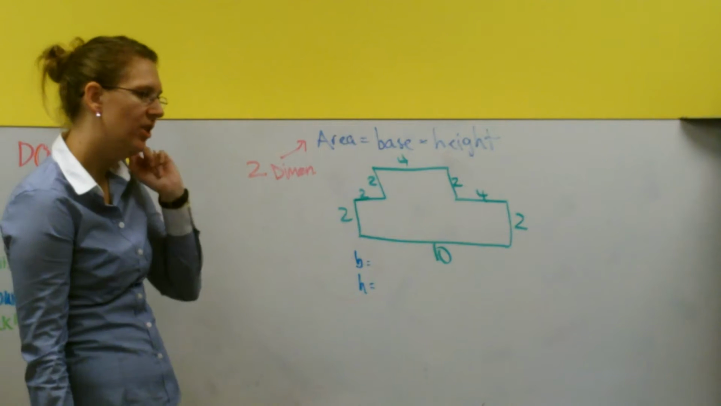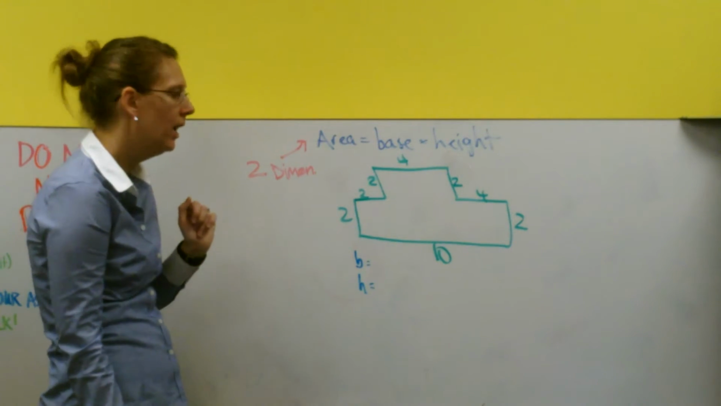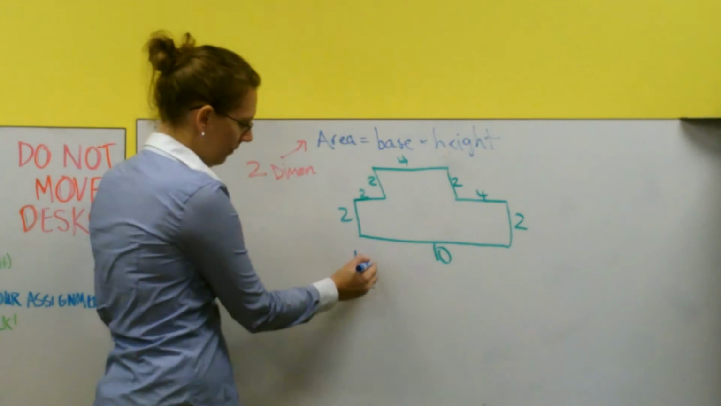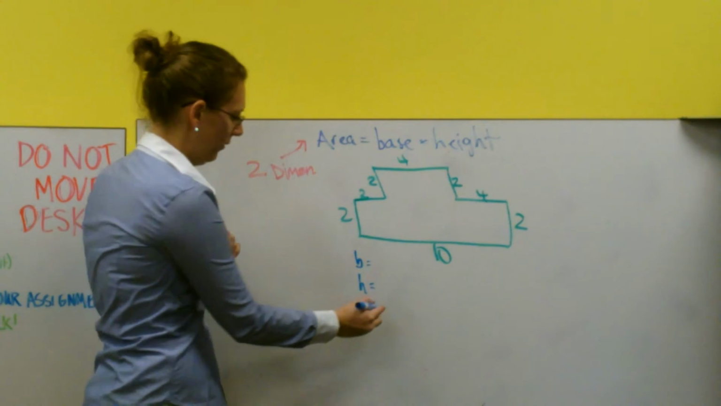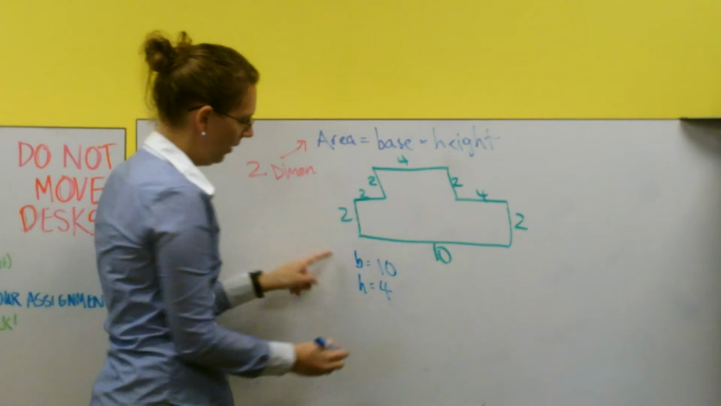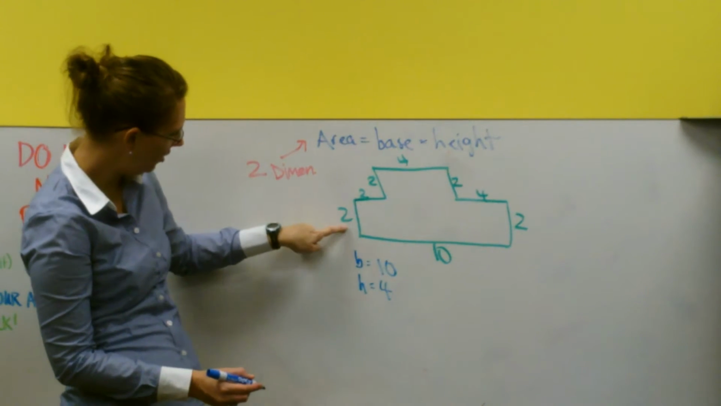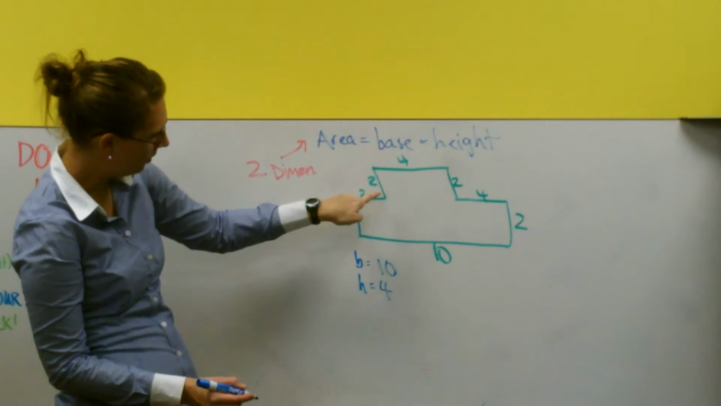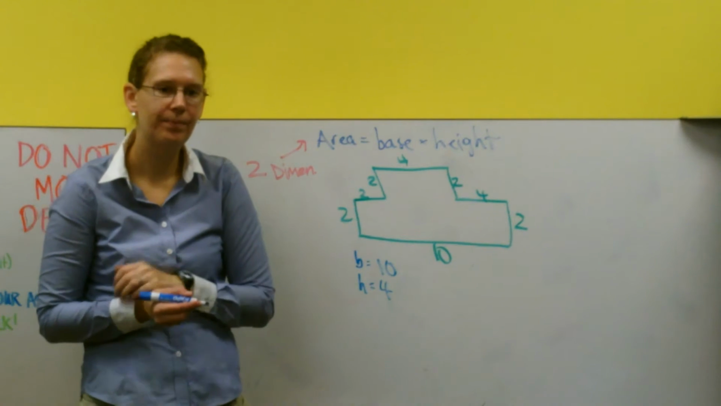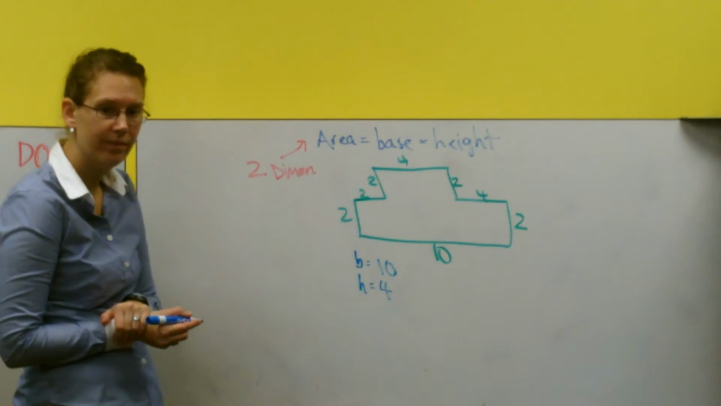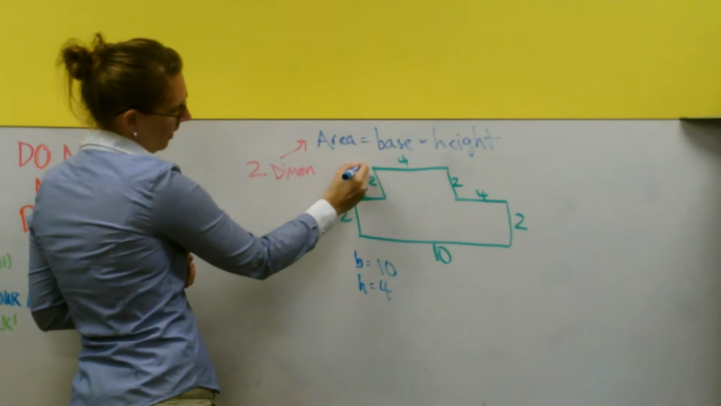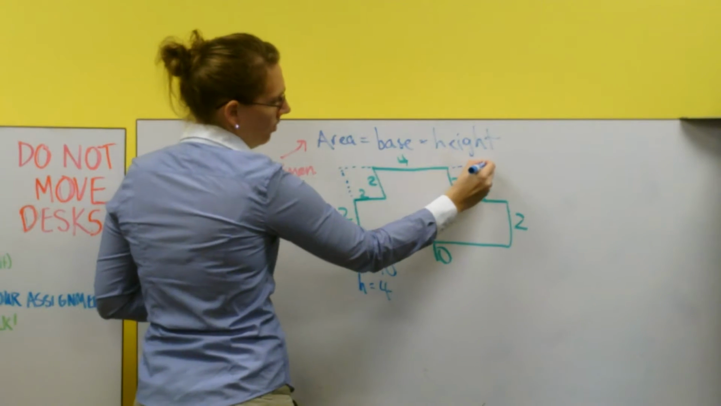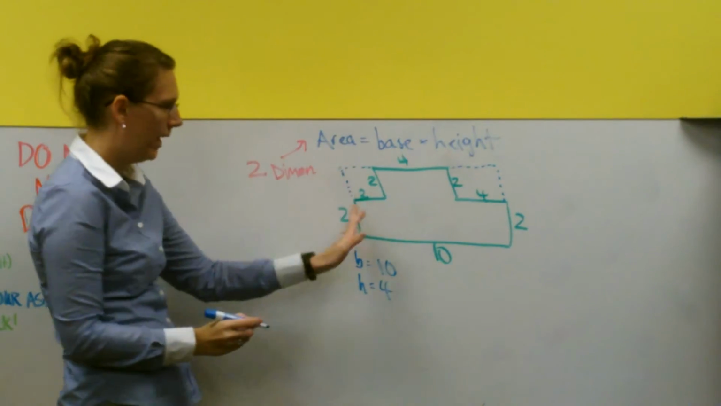Okay, so Destiny, what you said? 10 by 4. Base is 10, height is 4, good. She took 2 and 2. So 2 is here, right? And we've got this little rectangle and this little rectangle to make our whole big rectangle, right?